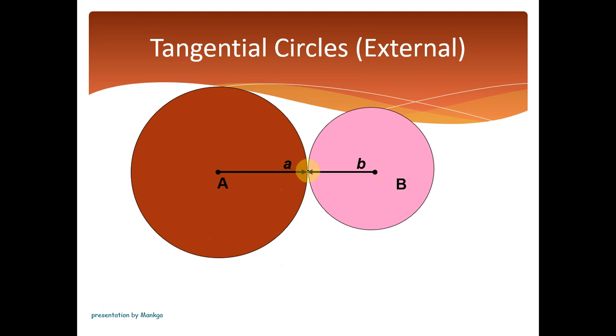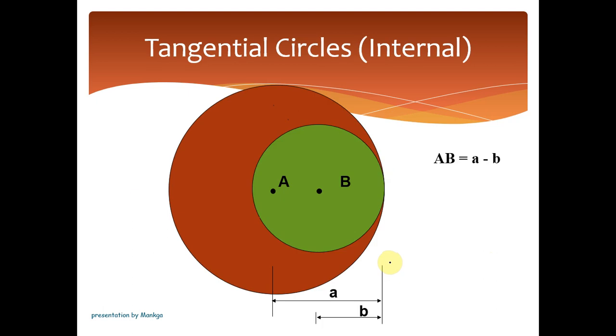They touch at only one point. The distance between the centers is radius number 1 plus radius number 2, it's a plus b. Secondly, if we have the coordinates, AB should be equal to a plus b. The length AB should equal the sum of the two radii. I think you understand.